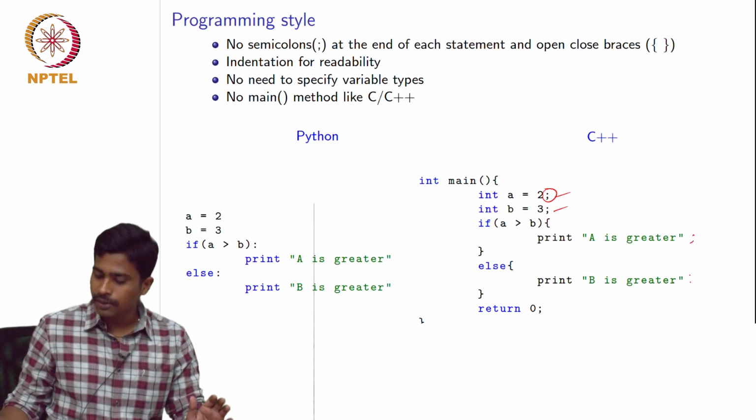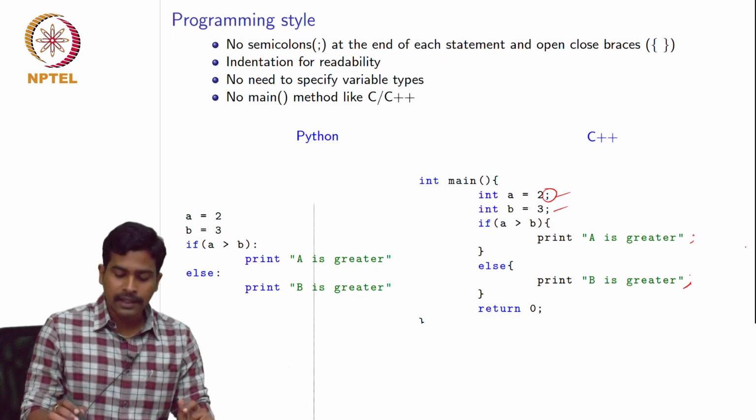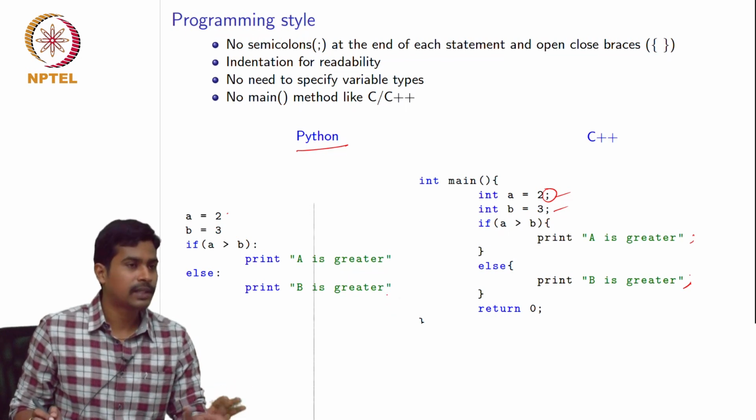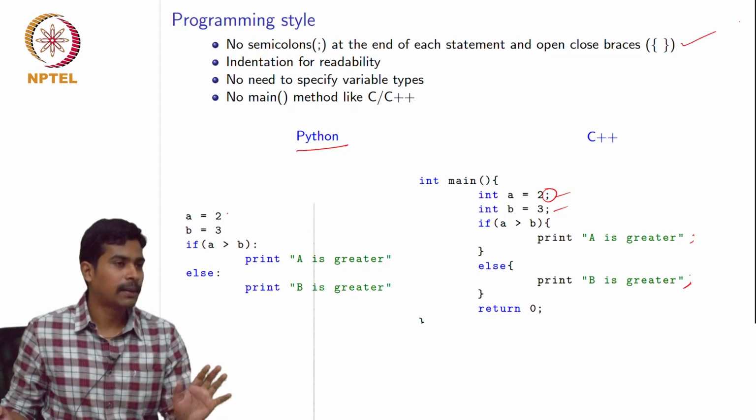Sorry, there was a mistake. There should have been a semicolon here as well. But if you see a Python program, there are no semicolons after each of these lines. So you don't have to end your statement with a semicolon. That is the first difference to any other programming language.